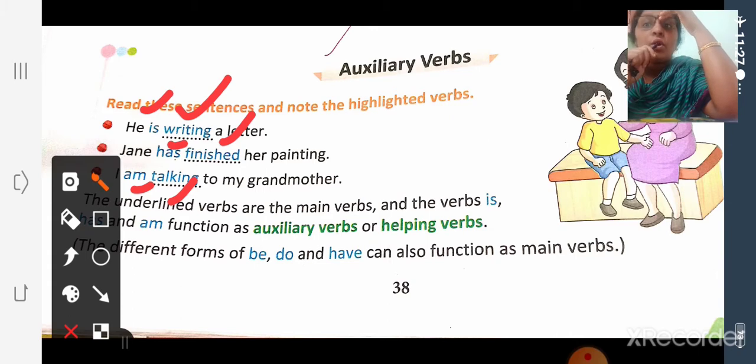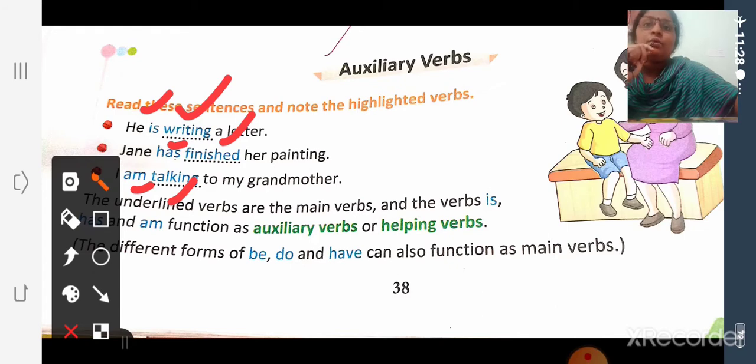Then I am talking to my grandmother. Talking is the main verb and am is used just before the main verb talking. So am is a helping verb. The underlined verbs are main verbs and the verbs is, has and am function as auxiliary verbs or helping verbs. And we have different types of auxiliary verbs: primary auxiliary verbs and secondary auxiliary verbs. Secondary is otherwise called modal auxiliaries.